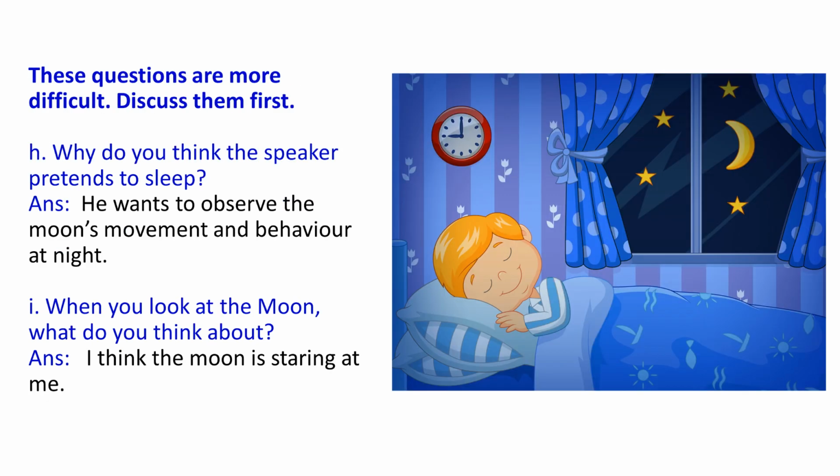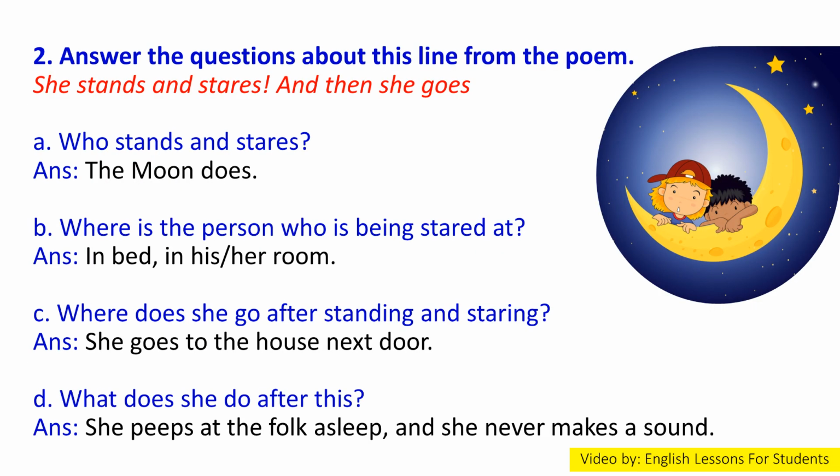These questions are more difficult. Discuss them first. H. Why do you think the speaker pretends to sleep? Answer. I think he wants to observe the moon's movement and behavior at night. I. When you look at the moon, what do you think about? Answer. I think the moon is staring at me.